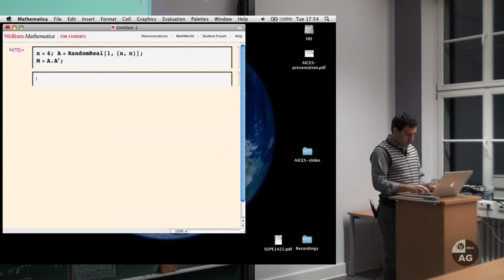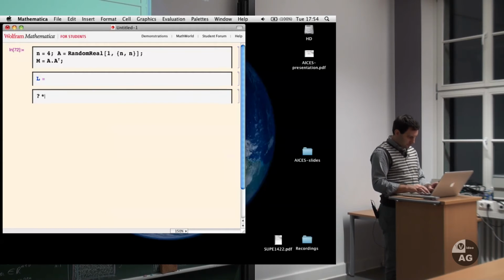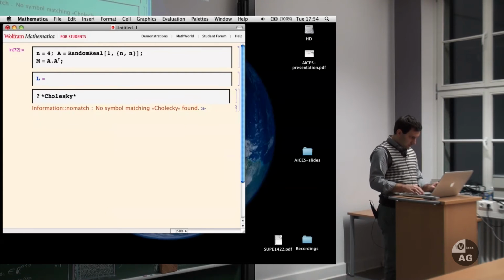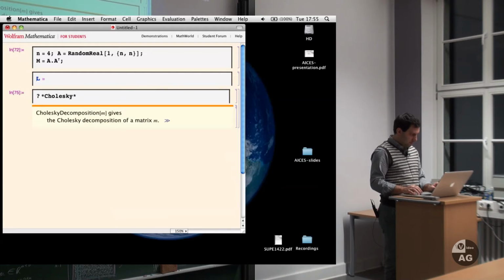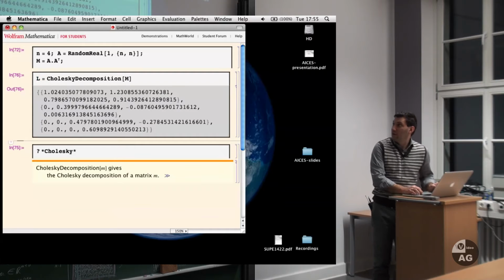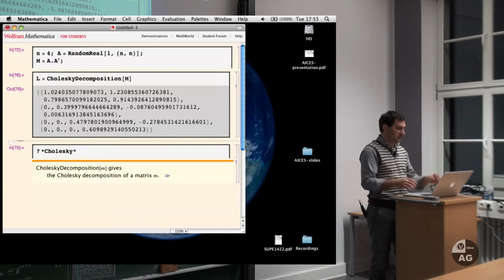And now we want to compute L. First of all, let's compute L. There is something called the Cholesky factorization or something like that. Not Cholesky, Cholesky decomposition. So we start off on the wrong foot. It returns only the upper triangular part.